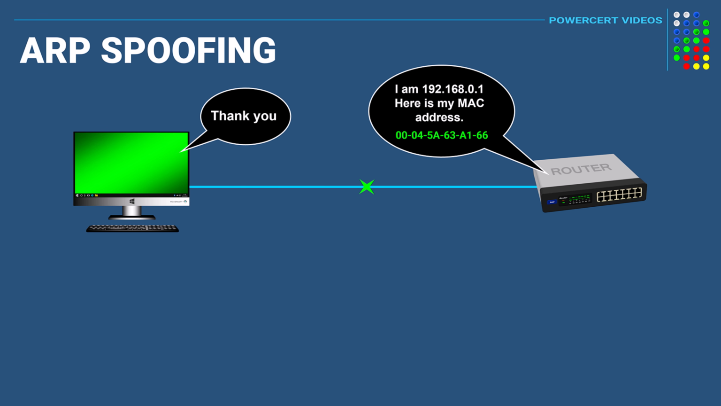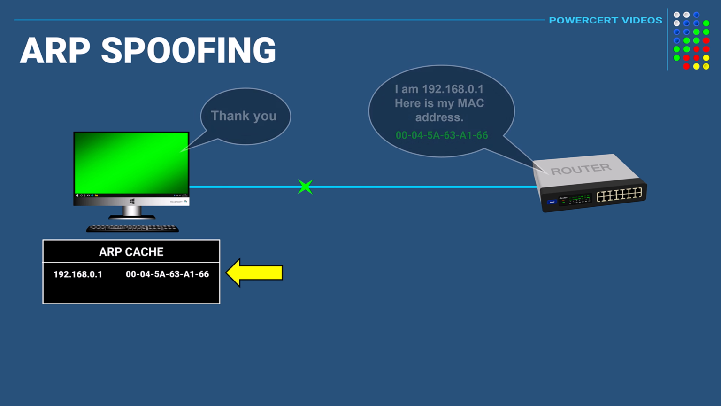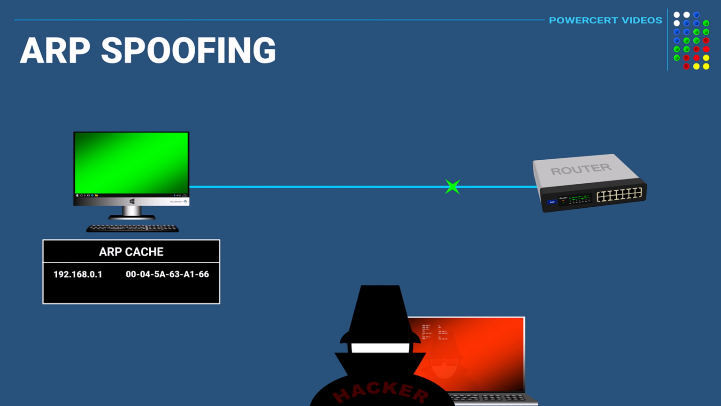Now when the computer receives the MAC address, it'll store the router's IP address with the router's corresponding MAC address in its table called an ARP cache. So now anytime the computer wants to talk to the router, it already knows the MAC address because it's stored in its ARP cache. But if a hacker on this network wanted to intercept the data that's being communicated between the computer and the router, the hacker can do an ARP spoofing.